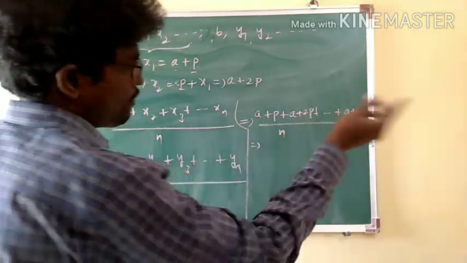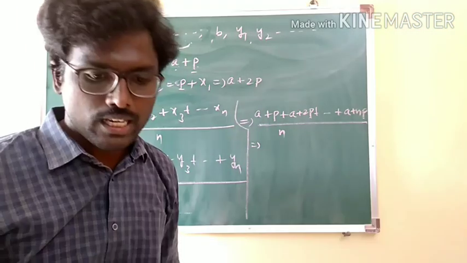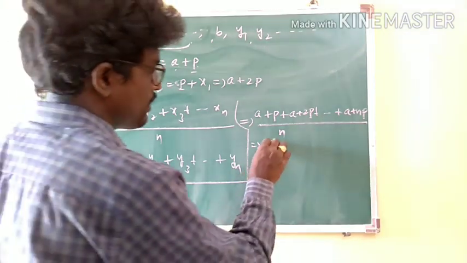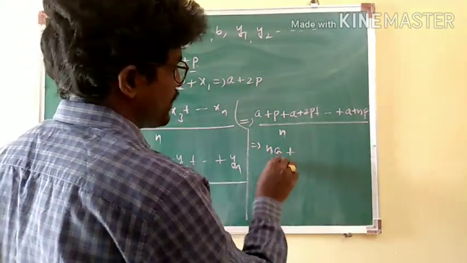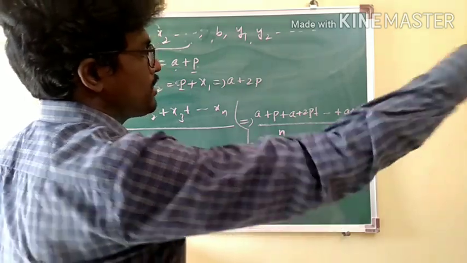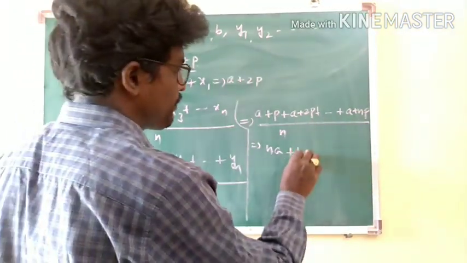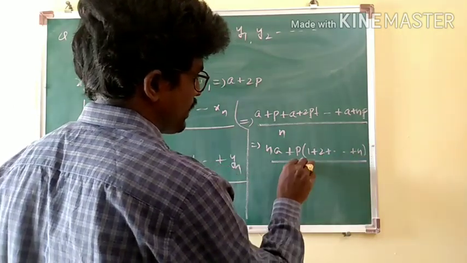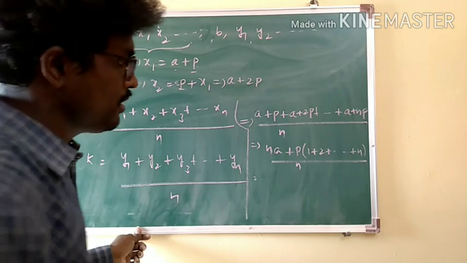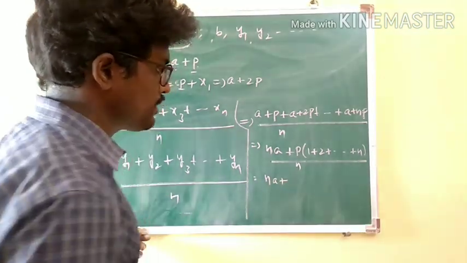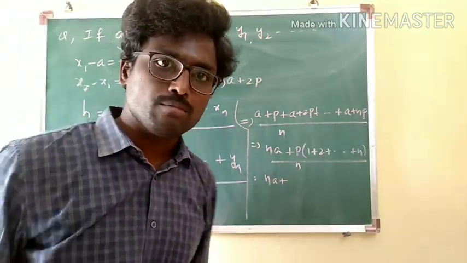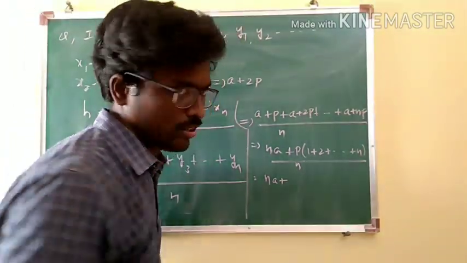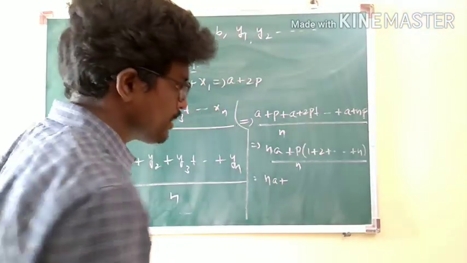What we have here, A plus A and so on plus A. We are adding A by itself how many times? N times. So you will be getting nA plus P plus 2P plus 3P plus and so on plus nP. P is the common factor. You will be getting 1 plus 2 plus and so on plus n, divided by n. Be logical here. nA plus, what is the sum of the first n natural numbers? n into n plus 1 by 2. You might have learned this formula in your schooling in arithmetic progression. The sum of the first n natural numbers is n into n plus 1 by 2.